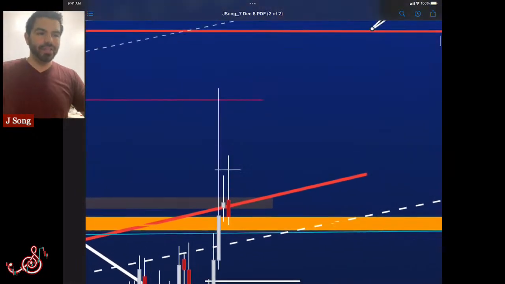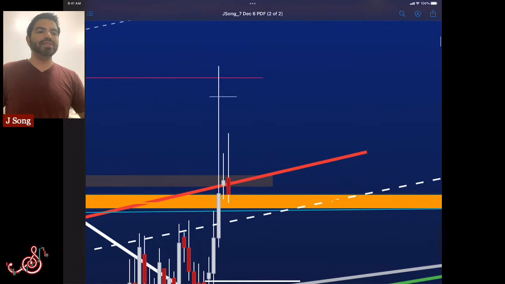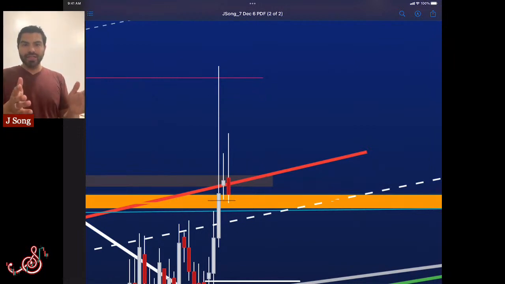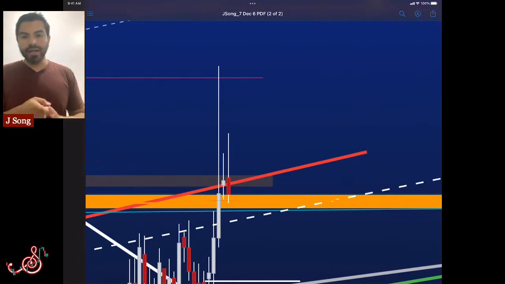Why? Because look at this chart. We went up, hit some resistance, came back down. Now, this isn't the full explanation. We talk about that in dive classes, or when I'm making videos of these.